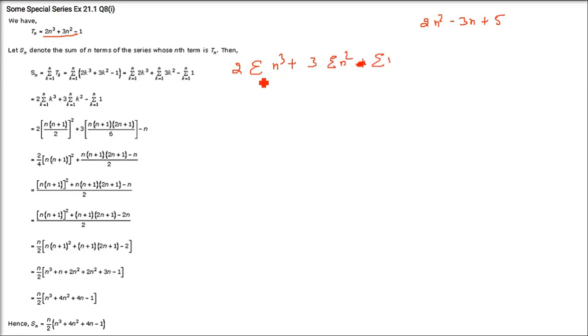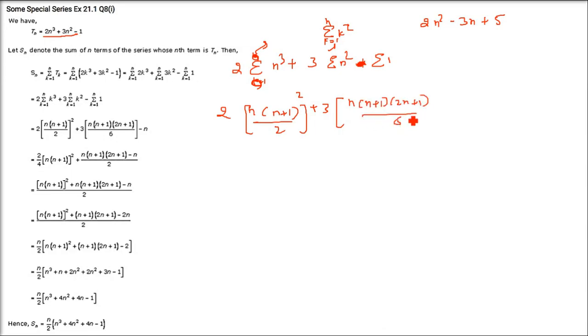sigma 1. Sigma n cube. Just assume that I am writing it as sigma k equals 1 to n of k cube. I am directly writing sigma n cube just to let you know that we are going to use the sigma n cube formula. But you have to do the complete procedure. You have to write everything, like you have to use sigma. Right? We already know sigma n square, but the whole process has to be followed. So sigma n cube is n into n plus 1 by 2 whole square, plus 3 times sigma n square, which is going to be n into n plus 1 into 2n plus 1 by 6.